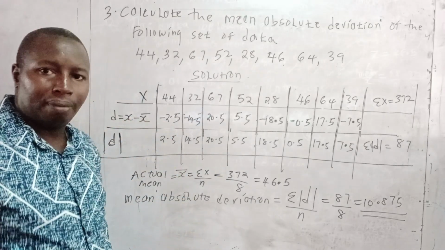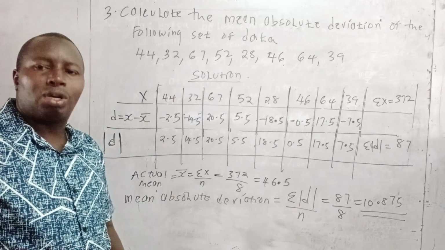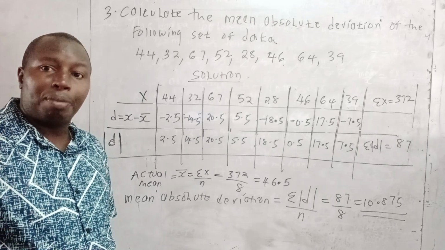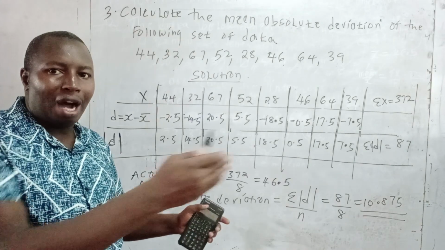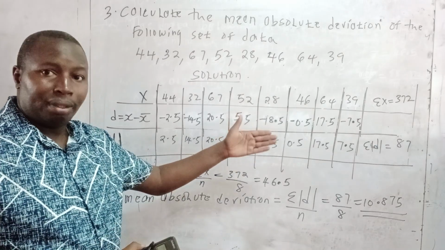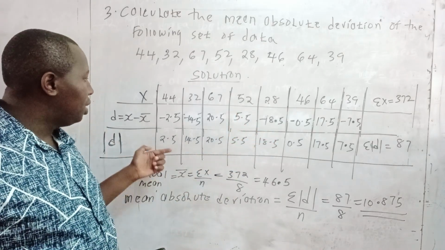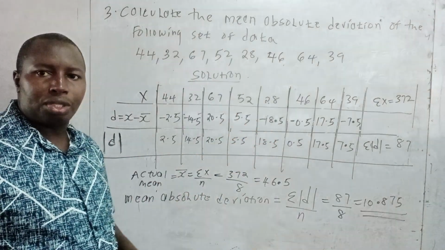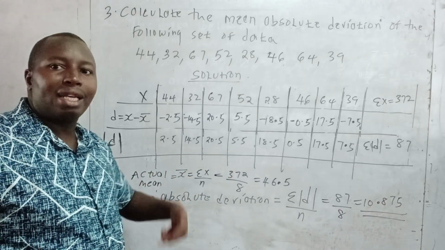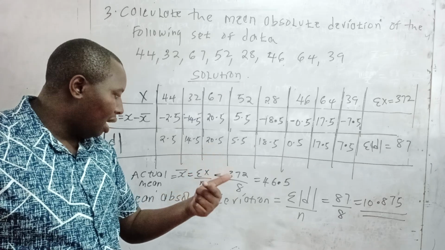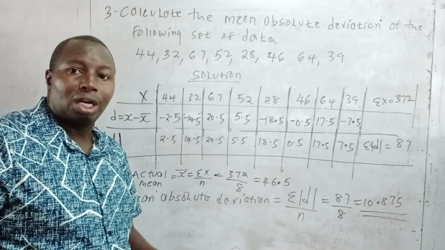When you have the data given here, you cannot tell how far these values are from the mean, above and below, unless you deal with the absolute deviations. So you get the mean of the absolute deviations, and that's how to calculate it.